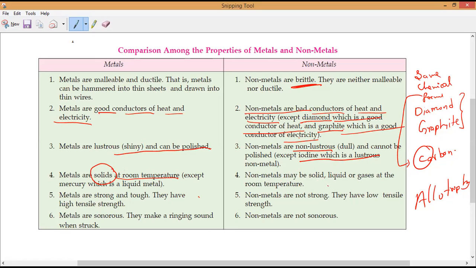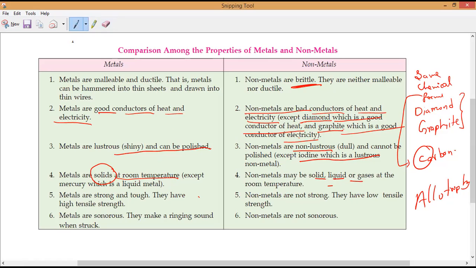Now, gases. Non-metals may be solids, liquids, or gases at room temperature. Not at the same temperature. At different room temperatures, different substances will be present. That is what you have to remember. Is it okay, everybody?